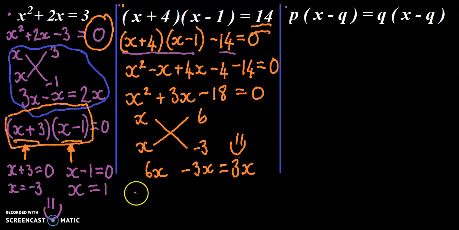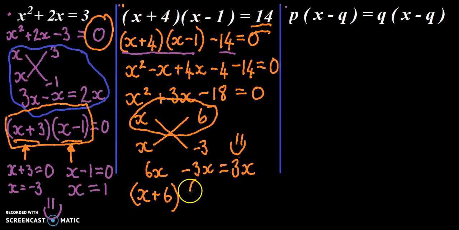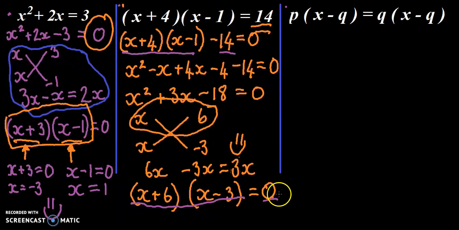So now we know that our brackets are going to be x plus 6, because they're on the same line over there, and then x minus 3. So now we have one term on this side and one term on that side. Remember, the whole theory behind quadratic equations is if anything is multiplied by 0, it will equal 0. So that means x could be negative 6, or x could be 3.